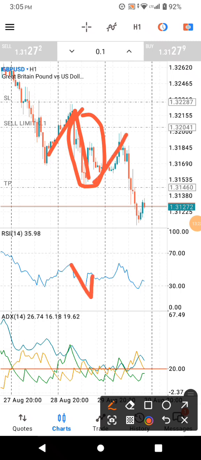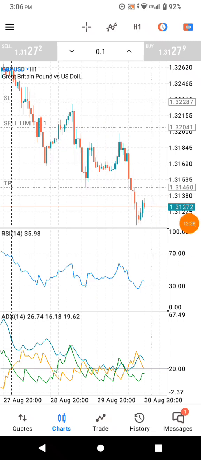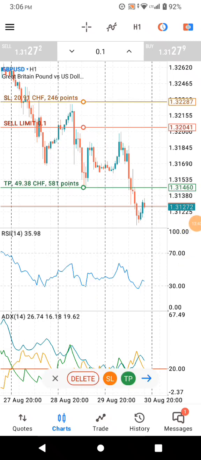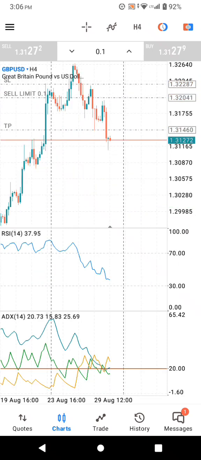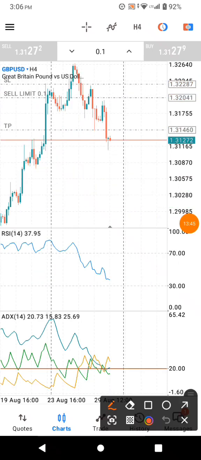This action of RSI going below 30 and coming back means that this smaller trend that we are having here is no longer on H1. We are going to have a pullback on H4. Let's go to H4 and see. Where is it? That is the pullback on H4. Then we had the market coming down.